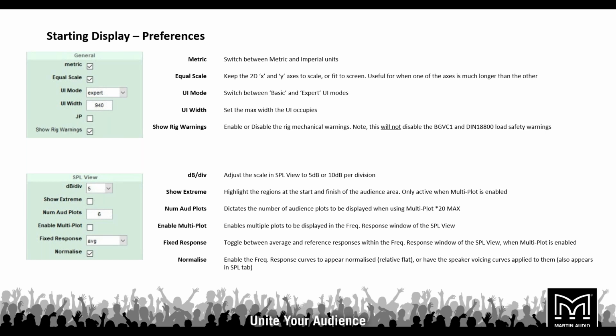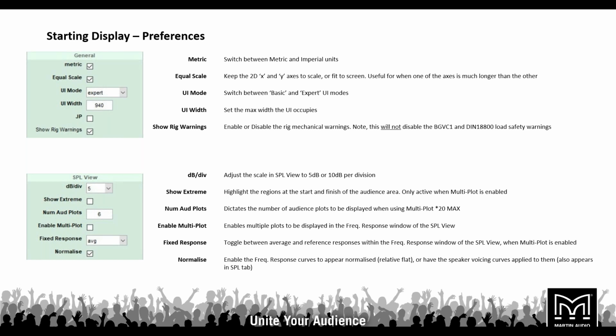In the SPL view tab, dB per division just changes the scale on how you see it at the end, whether you want to see a 5 dB or 10 dB variation in each division. I'm going to talk about enable multiplot first. So let's talk about multiplot.